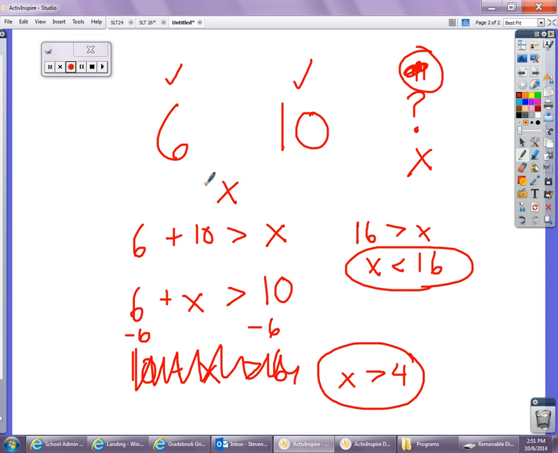We learned how to write that last year in algebra. You can say that x is between, but not including, 4 and 16. So x could be 7, x could be 15, x could be 14.4, 14 and 4 tenths, x could be 10. This gives you a range for all the things x could be.